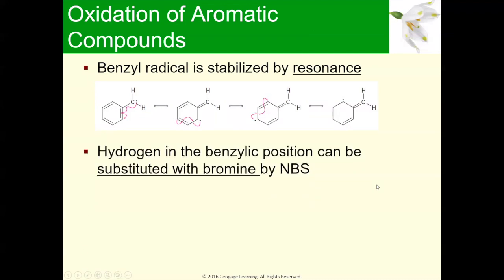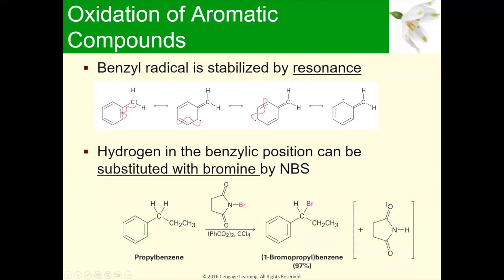Okay? But something else that we have looked at before, and we're just going to talk about it again, is that you have this special reactant that can put a bromine in place of a hydrogen in an allylic or benzylic position. And that reactant we've already talked about, it's NBS, N-bromosuccinimide. So hydrogen in the benzylic position can be substituted with bromine by NBS. And so once again, you don't need to know the mechanism, you just need to know what the product would be, the transformation would be.